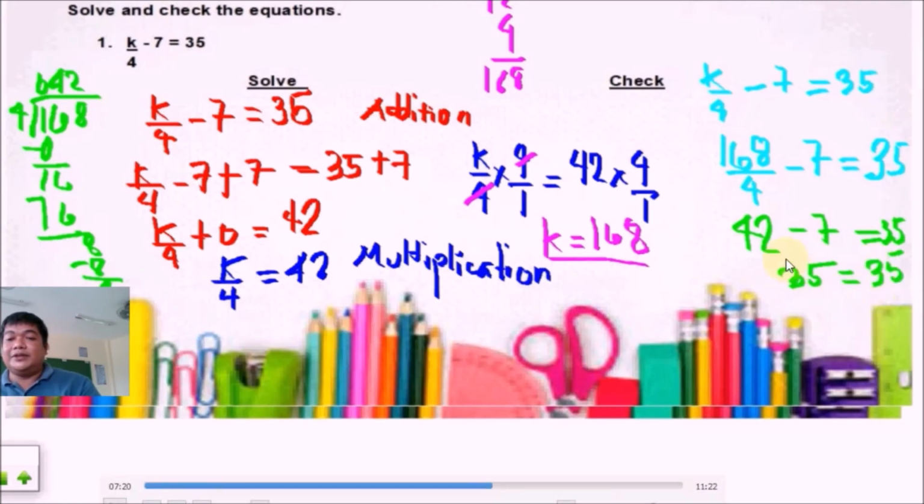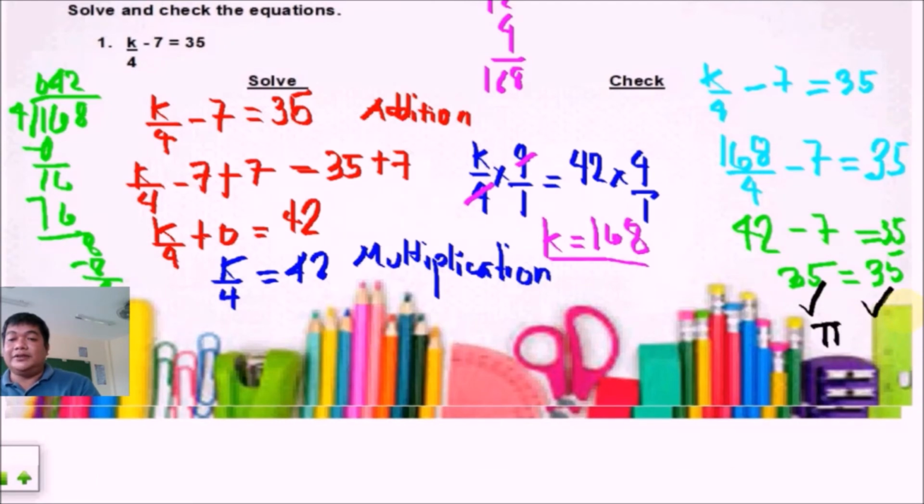So from substituting the value of k in this equation, we arrive at the same answer. So we have here 42 minus 7 is 35, which is equal to 35. So the value of k, which is 168, is true for this equation.